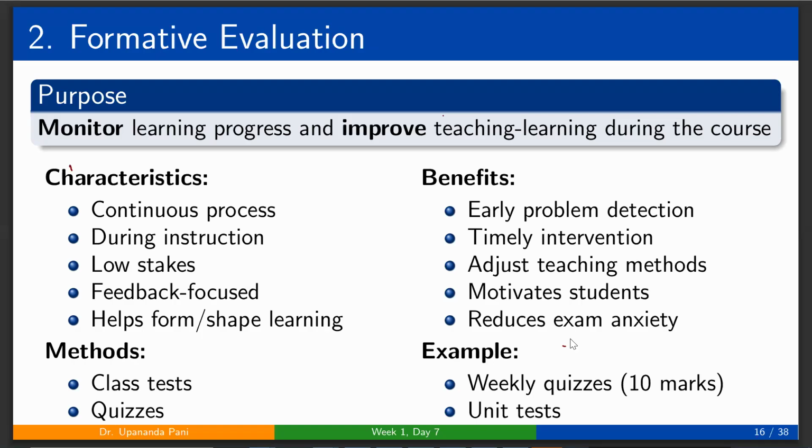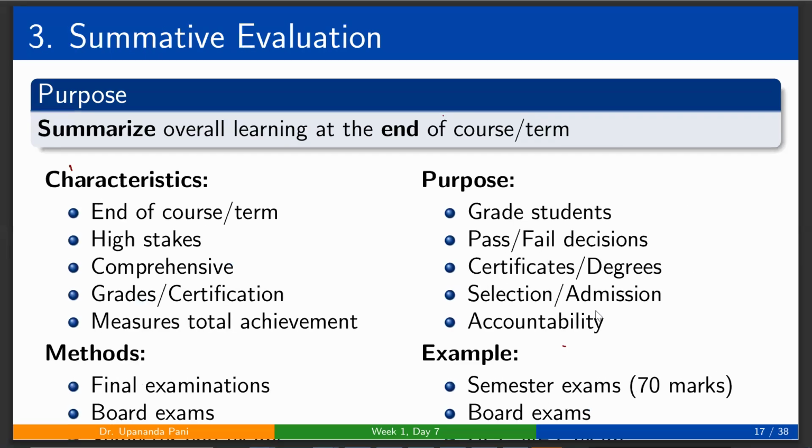Methods: class tests and quizzes. Example, weekly quizzes, let's say of 10 marks, or a unit test. The more formative evaluation you do, the more the students will be aligned and he or she will be relaxed. Relaxed in the sense means comfortable, right?